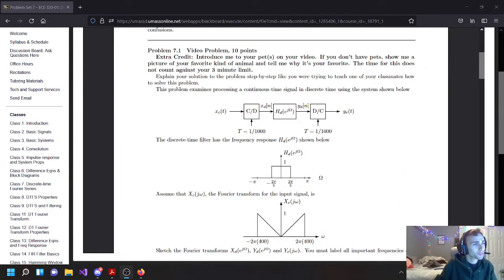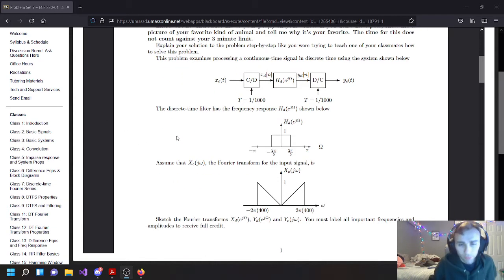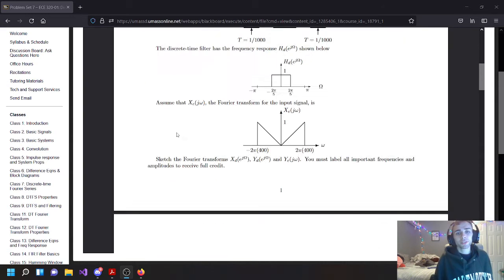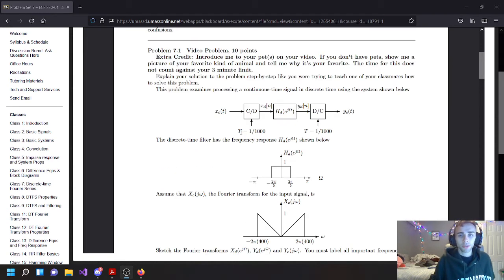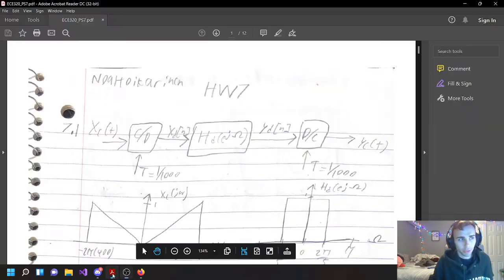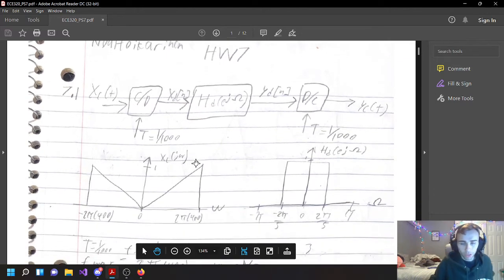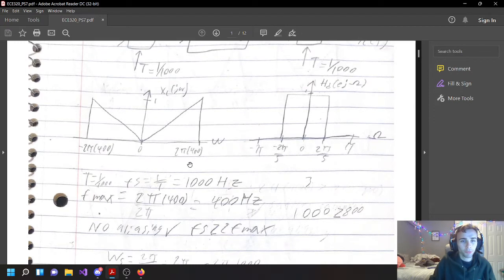So this video problem, what we're doing is we're going to solve for the discrete signal. We're given a continuous signal, we're going to solve for the discrete signal, and then we're also finding the discrete and continuous output. We also have T equals 1/1000, and then we have the filter, but we're not going to use the filter right now until later in the problem. Okay, so let's start.